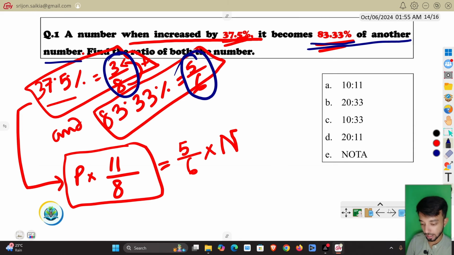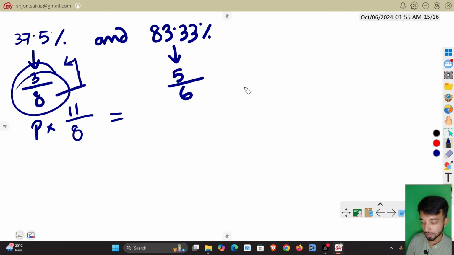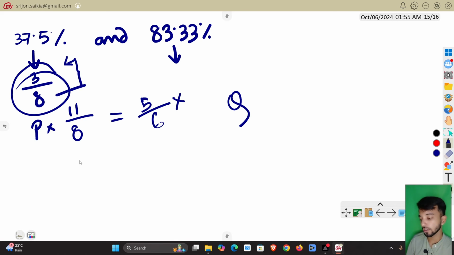We will get it as equal to, according to the question, 83.33% of another number. Let us assume that another number to be Q. So it becomes 83.33% of another number. We know the value of 83.33% is 5/6 of that another number Q. So easily we can find the value of P by Q.